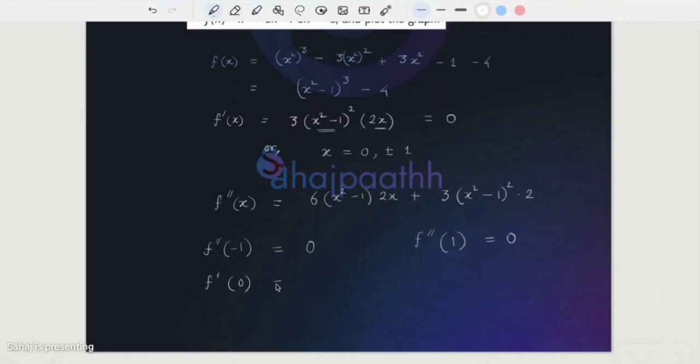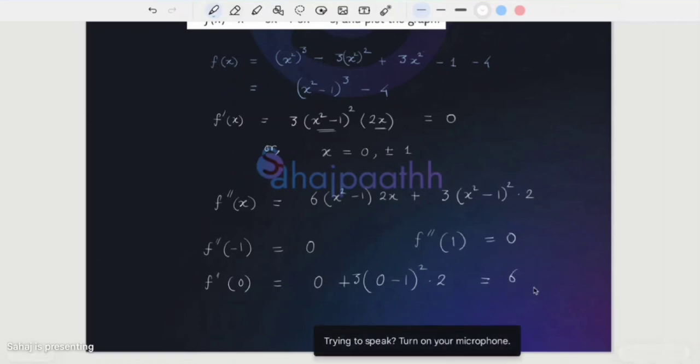At 0, it will be 12x minus 6. First term is 0, no? You put in 0 here, there's a 2x here. Yeah, 2x. So it will be minus 3, minus 6, plus 3 into (0 minus 1) whole square into 2. Shouldn't rush the calculation.